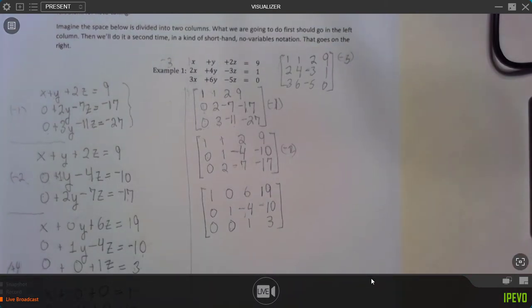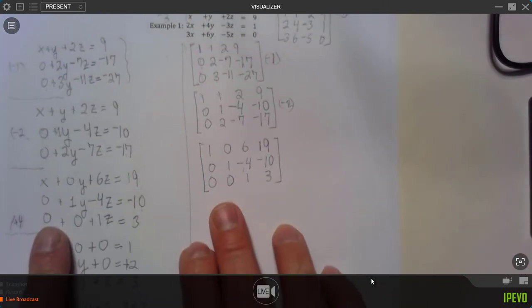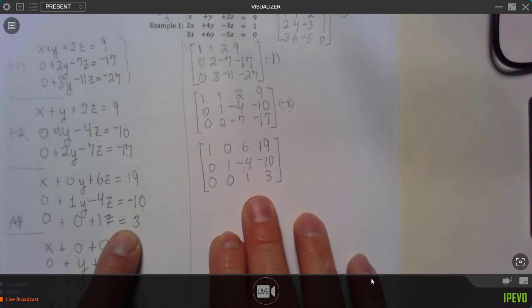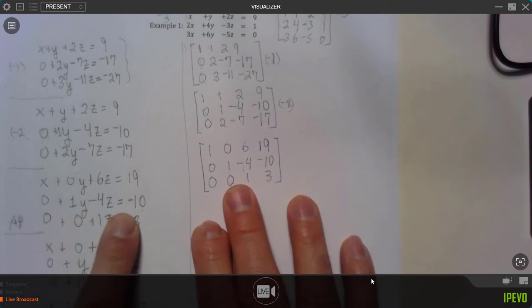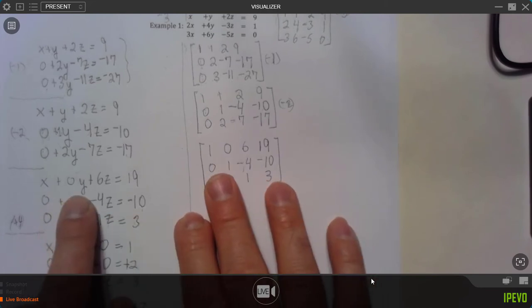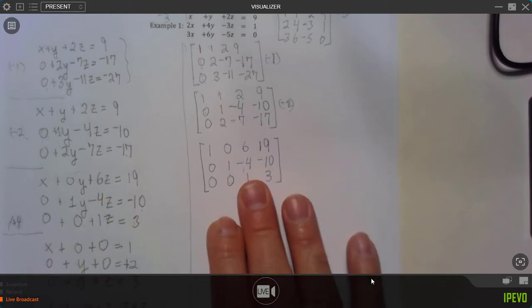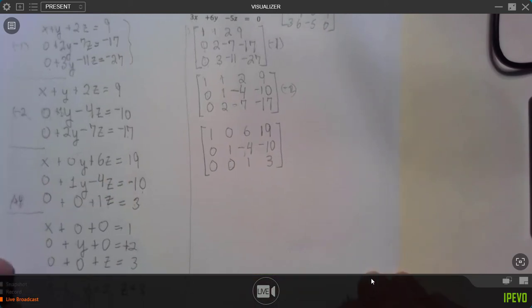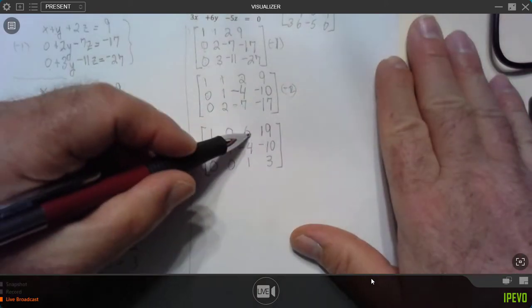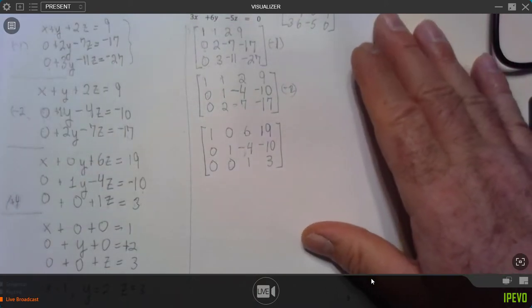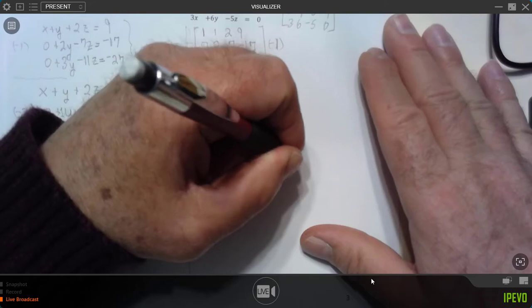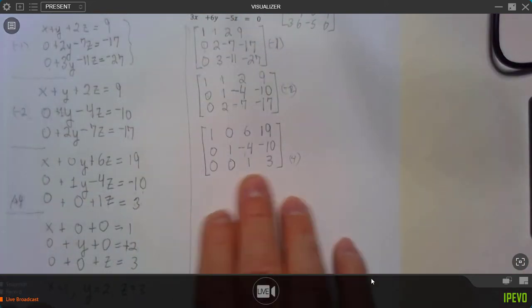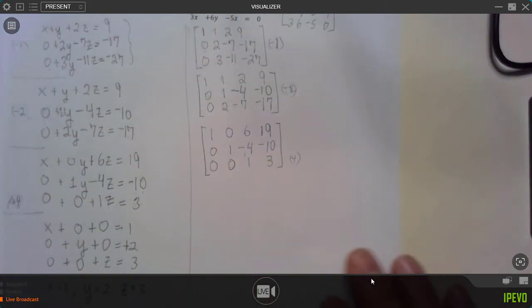And that should agree with this. 0, 0, 1, 3, 1, minus 4, minus 10, 1, 0, 6, 19. So this means this. Okay, we are almost there. We want to get a 0 here and here, and we'll be able to read the solution. So I'm going to take 4 times this bottom row, add it to the row above.